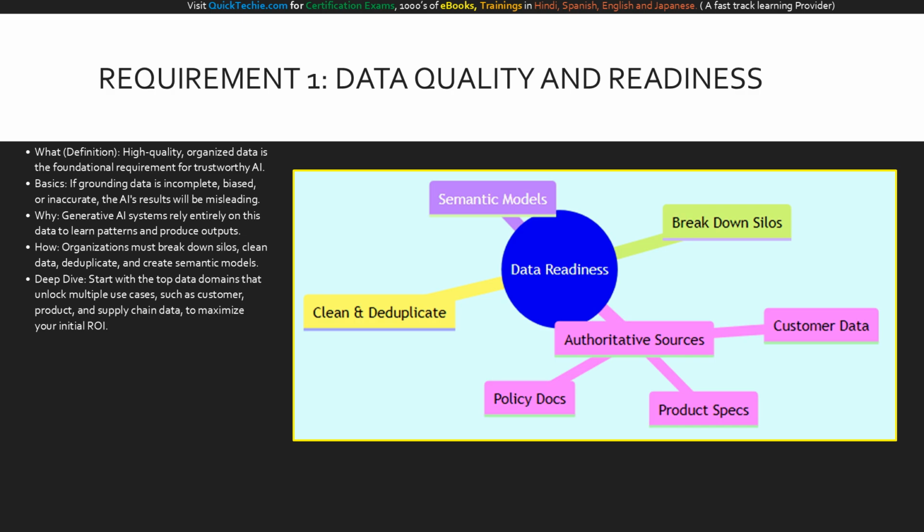This mind map breaks down the data readiness requirement into actionable pillars. You can see the core activities required: cleaning and deduplicating data, breaking down organizational silos, and building semantic models. On the bottom right, we identify the authoritative sources. Your business requirement documentation must explicitly list these sources, whether it's customer CRM data, technical product specifications, or internal HR policy documents. If a document isn't officially designated as authoritative in this map, the AI should not be allowed to use it for grounding. Quality control at this stage prevents failure downstream.